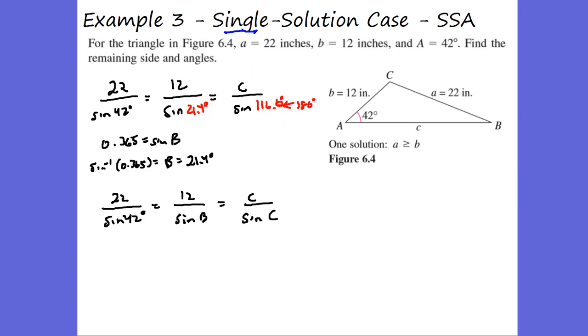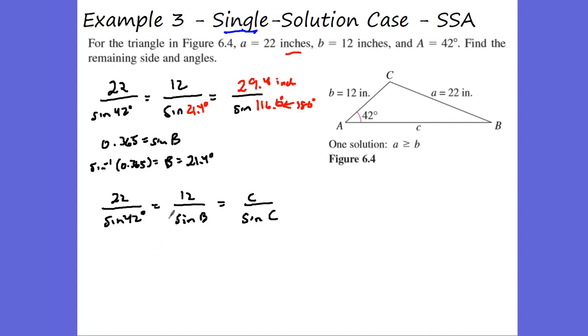That works, which means I'm going to do another cross multiplying here to find out this side C. So I'm going to do sine of 116.6 times 12 divided by sine of 21.4, and I get a side C of 29.4 inches, because that was inches.